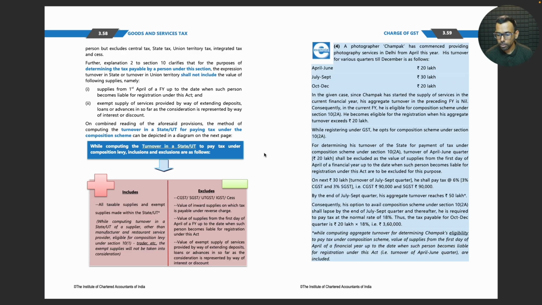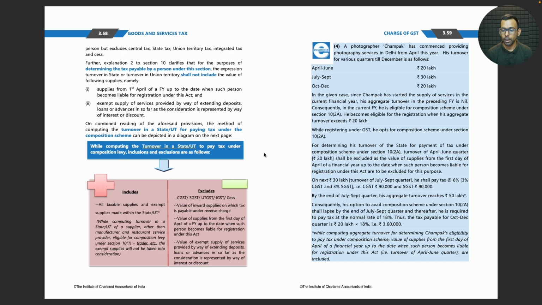By the end of July to September quarter, his aggregate turnover reaches 50 lakhs. Consequently, his option to avail composition scheme under section 10 subsection 2a shall lapse by the end of July to September quarter, and thereafter he is required to pay tax at the normal rate of 18%. Thus, the tax payable for October to December quarter is 20 lakh into 18%, that is 3,60,000.